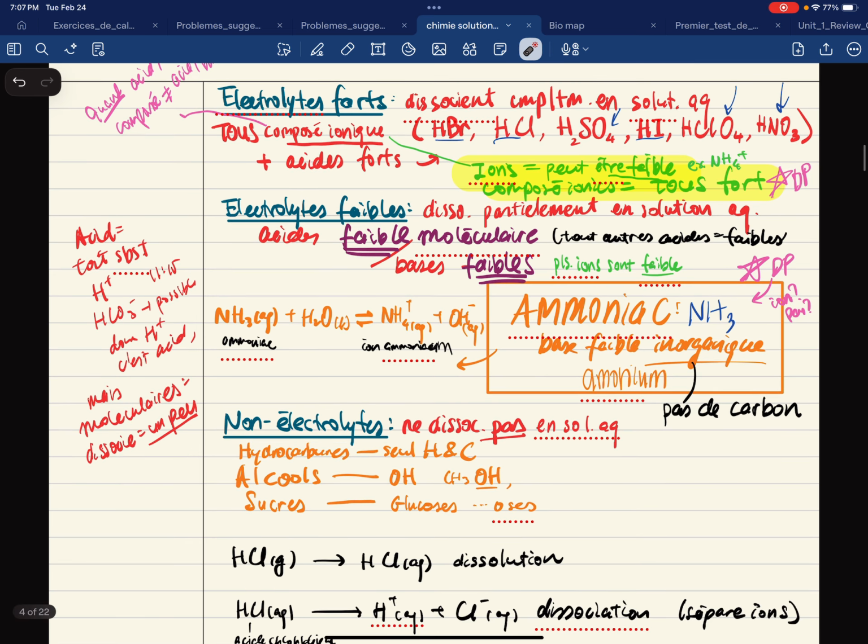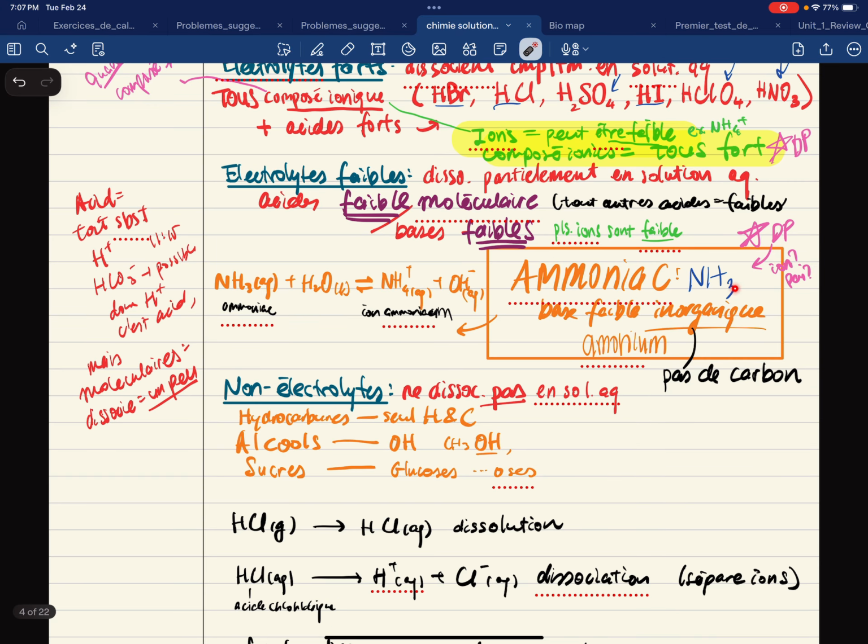Et ce sont tous les autres acides et les bases faibles. Et on ne dit pas les bases fortes parce que les bases fortes sont des composés ioniques normalement. Un exemple de base faible, ammoniac NH3. Et quand il réagit avec l'eau, soit qu'il reste tout seul ou il devient ammonium, which is NH4+, a base faible, acid faible, it will become an acid faible.